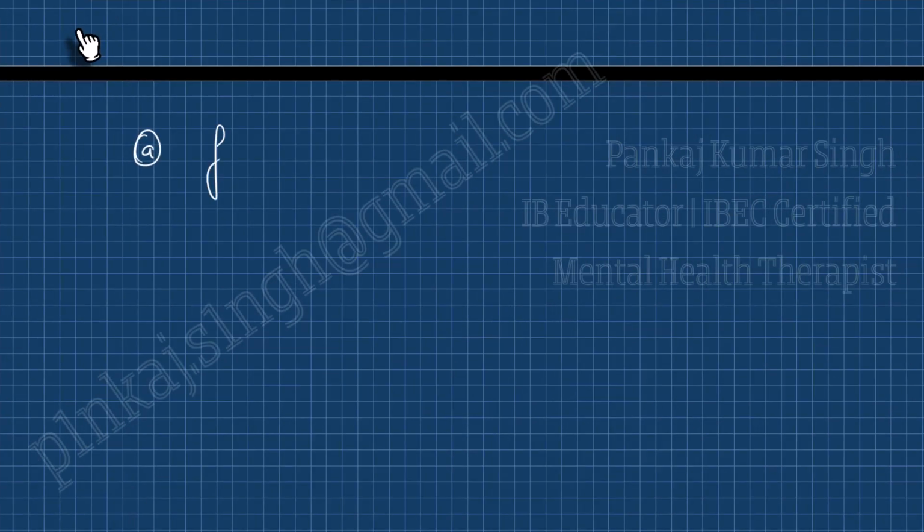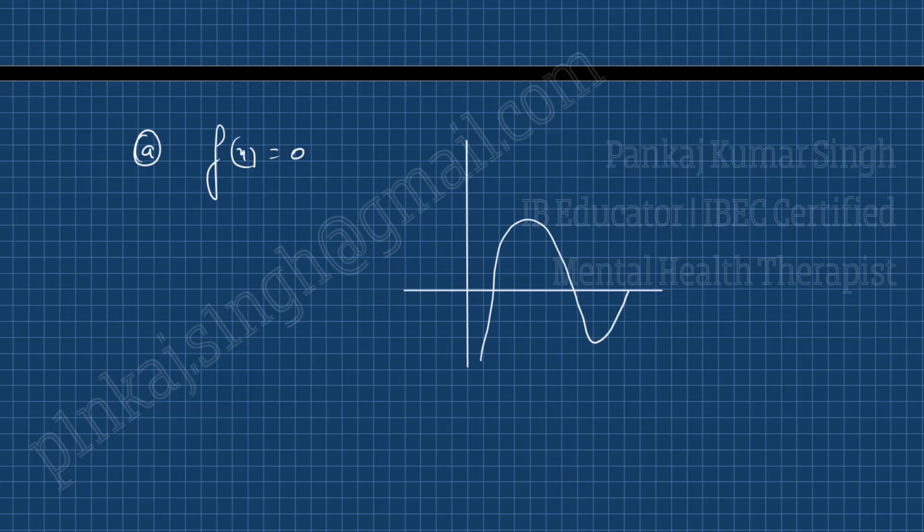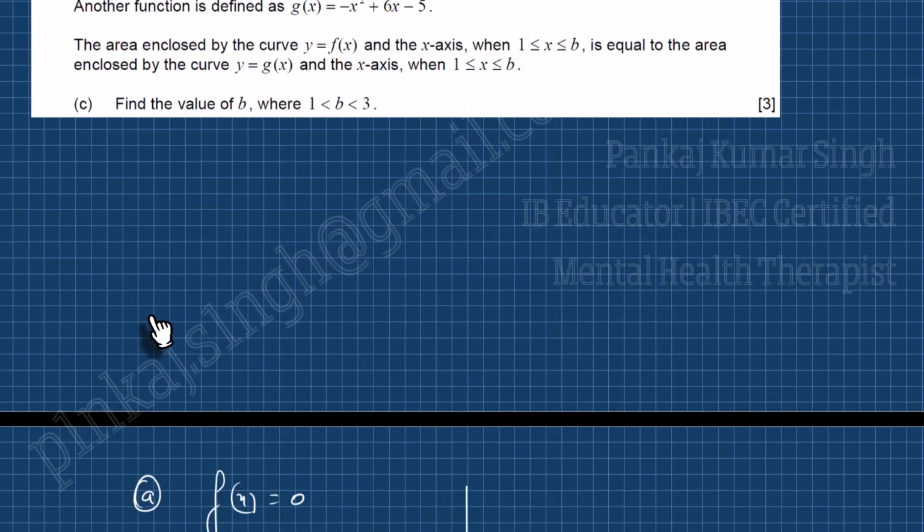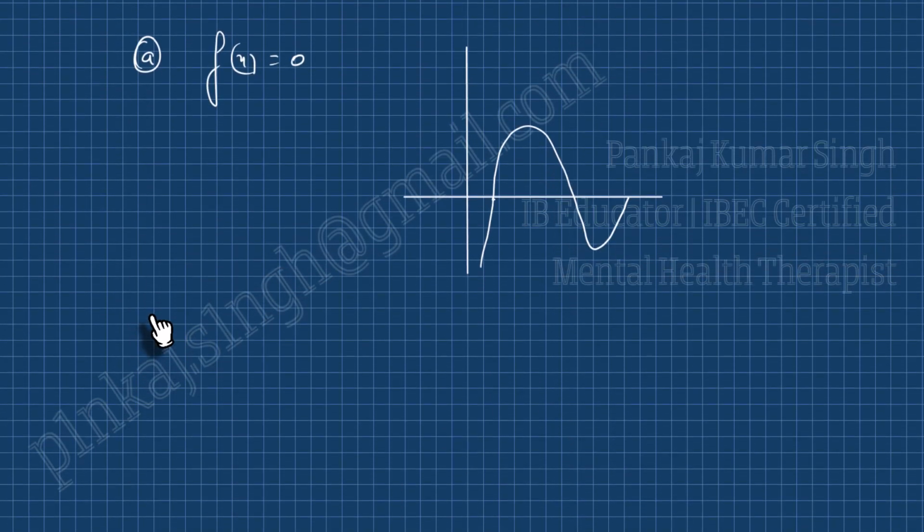So for part A, I'm going to write f of x is equal to 0, and I'm going to vaguely draw the diagram also, or the graph, for the examiner to know that this is what I did. Remember, I'm going to be drawing the graph only from 0 to 5. There's going to be a (1, 0), (3, 0), and this is a (5, 0).